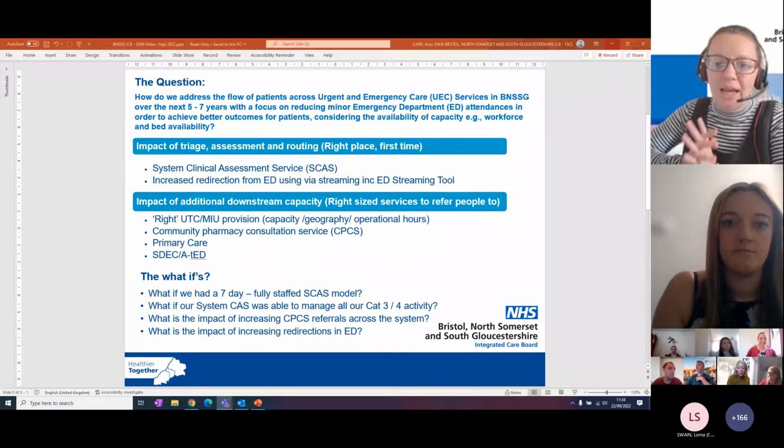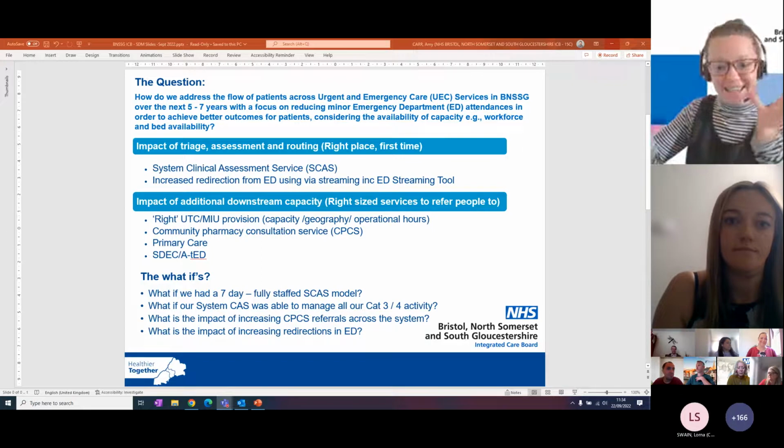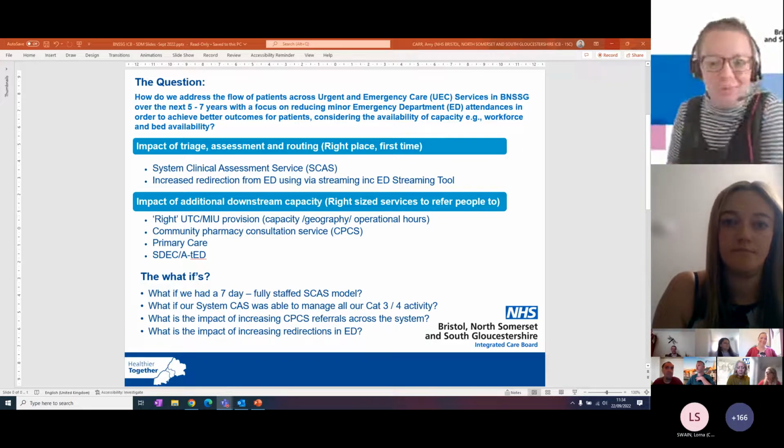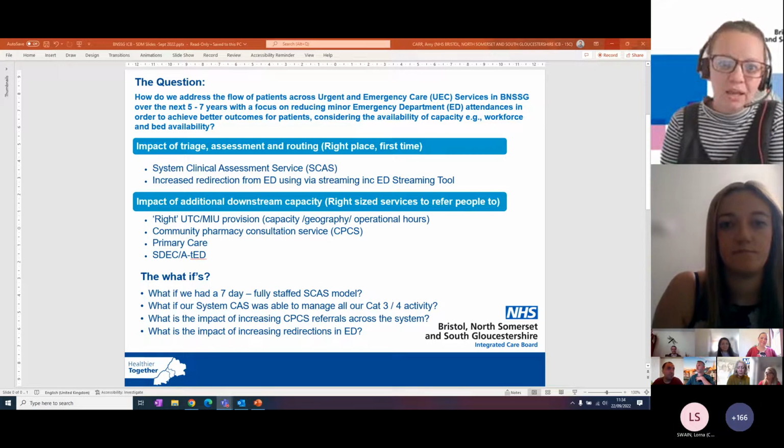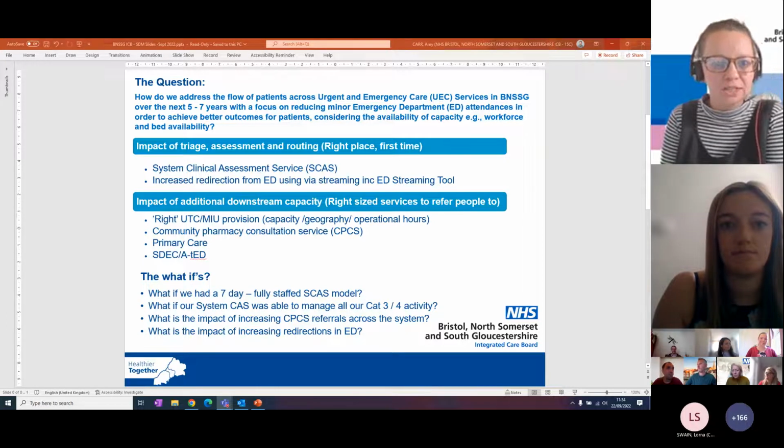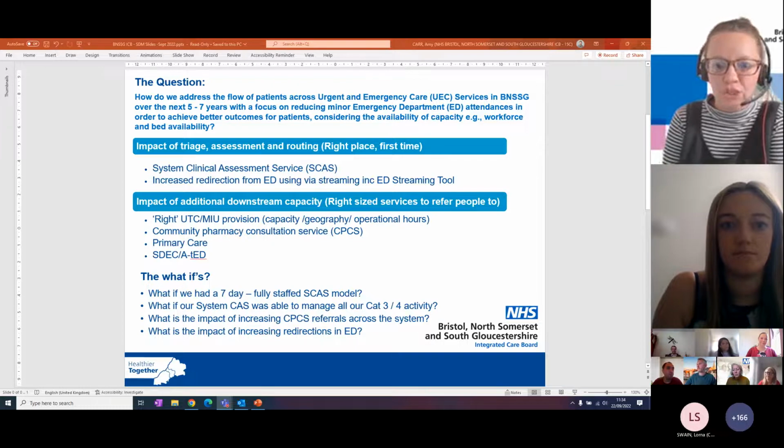Do we have the right size primary care? I'm sure people will all say no, but how much do we actually need to deal with our activity? And then obviously the opportunities for SDEC, and whether there are big ticket items or larger cohorts of patients that we could really be streaming through those pathways.